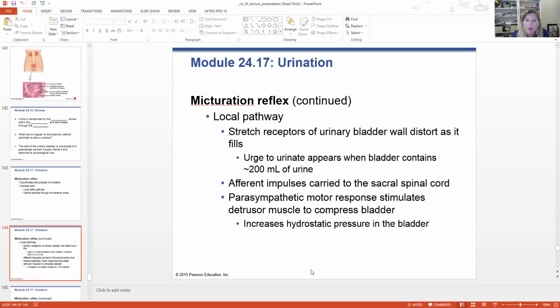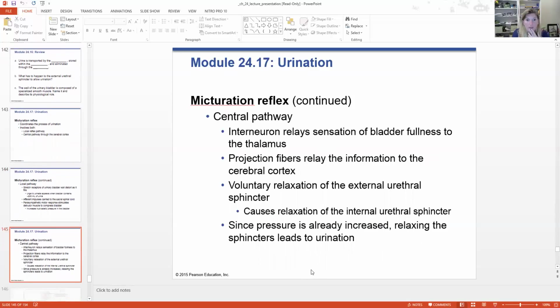So with the local pathway, there are stretch receptors that are going to basically detect that our urinary bladder has been distended, and it's going to carry impulses to our spinal cord. And a parasympathetic motor response is going to allow our detrusor muscle to compress the bladder, to squeeze down. This is going to increase the hydrostatic pressure in the bladder, right? Makes you feel like you really have to go now.